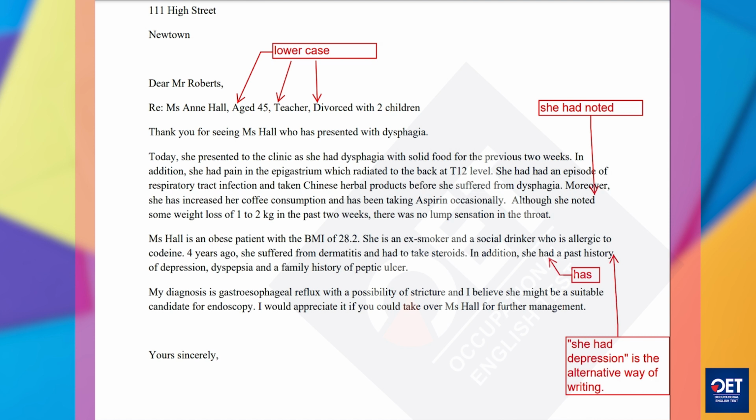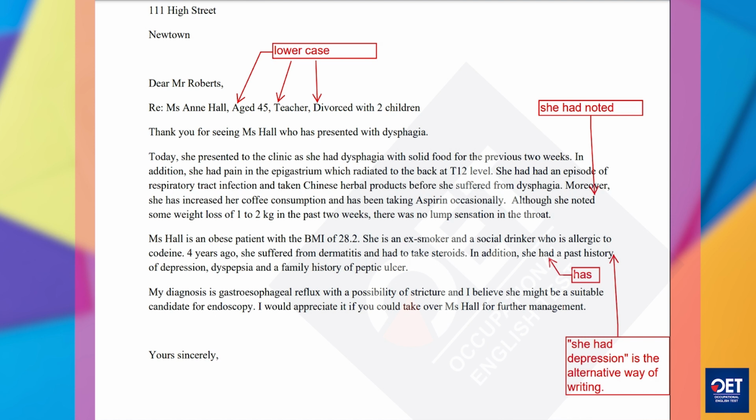She is an ex-smoker and a social drinker who is allergic to codeine. 4 years ago, she suffered from dermatitis and had to take steroids. In addition, she has a past history because history is already a past. You don't need to write had. It should be has. She has a history of depression, dyspepsia, and family history of optic ulcer.